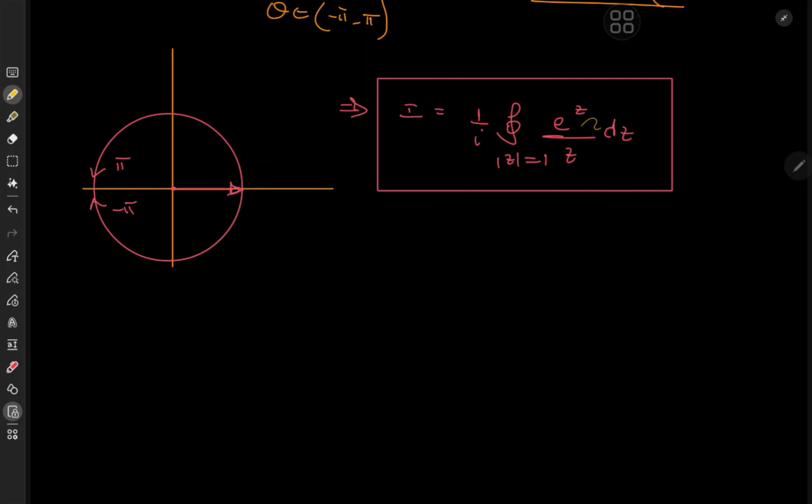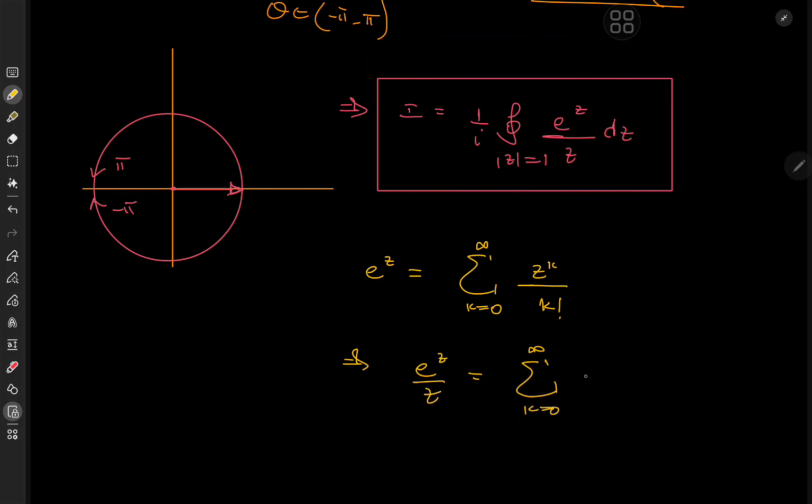So the function e to the z over z is holomorphic everywhere except for z equal to 0, where we see that we have a simple pole that can be demonstrated over here as e to the z can be expanded as the sum over k from 0 to infinity of z to the k over k factorial. So e to the z over z means expand using 1 over z. That gives us the sum over k from 0 to infinity of z to the k minus 1, over k factorial.